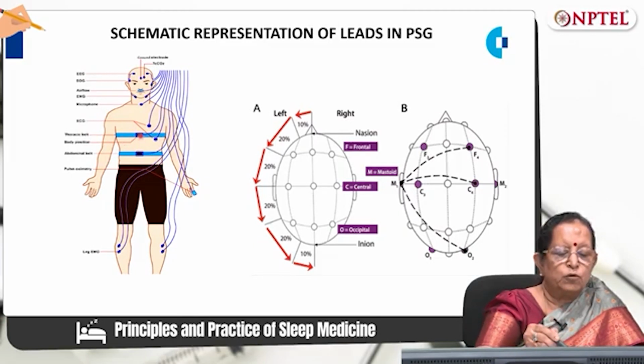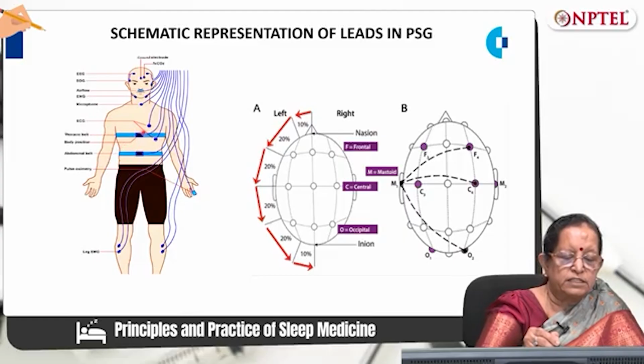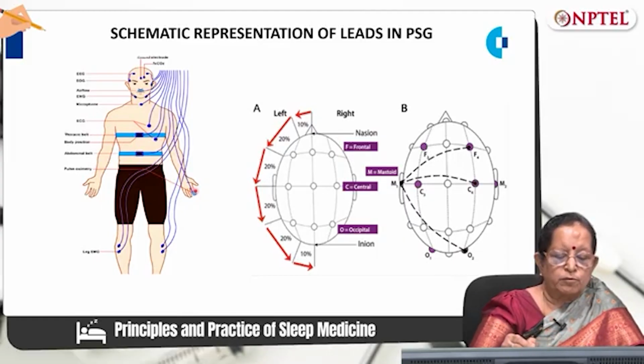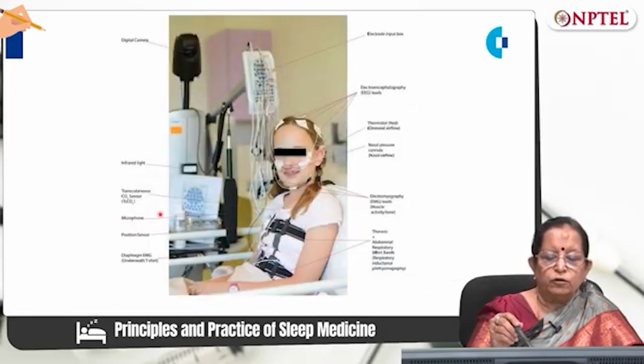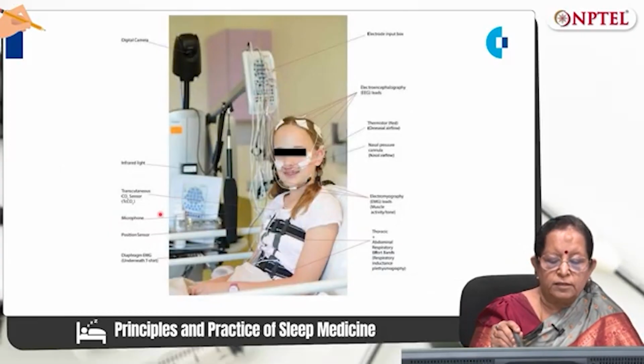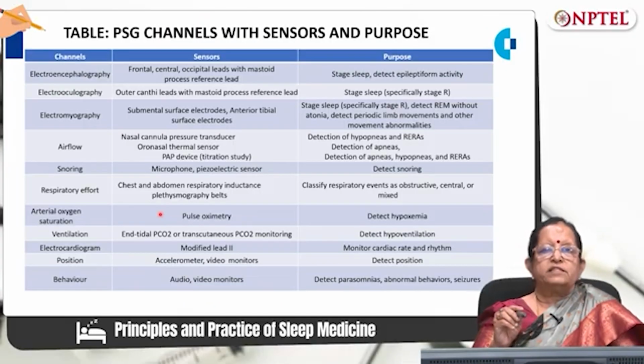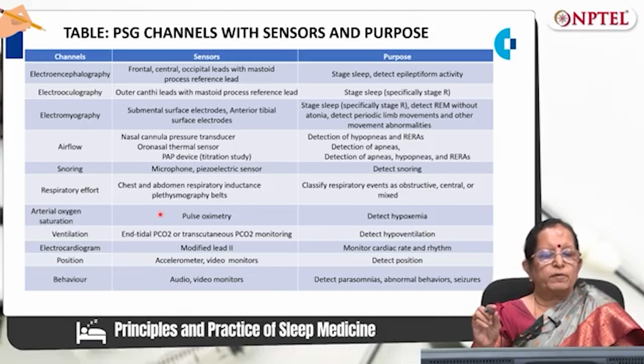Body position to know how the patient is sleeping, whether supine or lateral. Pulse oximetry to know the oximetry details. Leg EMG again to know the muscle tones. So this is how it will look when the patient is hooked to the channels. Coming to the PSG channels with sensors and purpose.